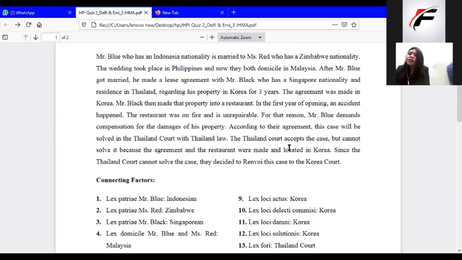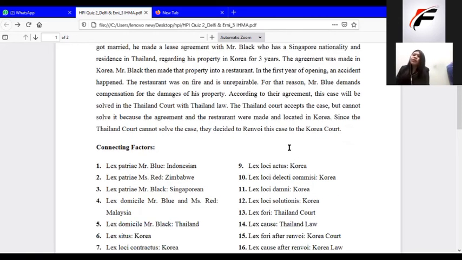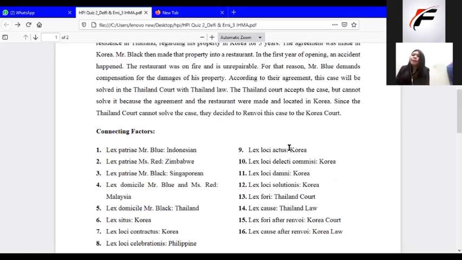In the first year of opening, an accident happened. The restaurant was on fire and is unrepairable. For that reason, Mr. Blue demands compensation for the damage of his property. According to their agreement, this case will be solved in the Thailand court with Thailand law. The Thailand court accepts the case, but cannot solve it because the agreement and the restaurant were made and located in Korea. Since the Thailand court cannot solve the case, they decide to refer this case to the Korean court.